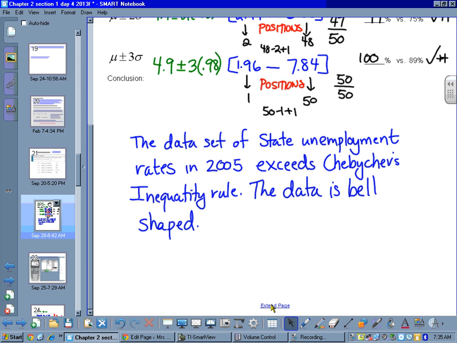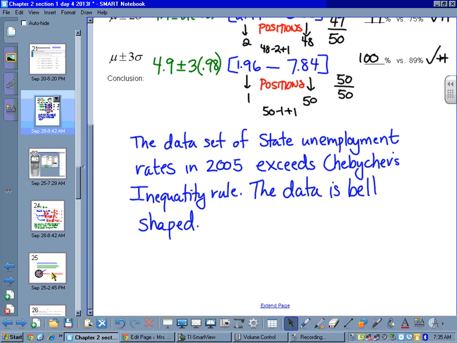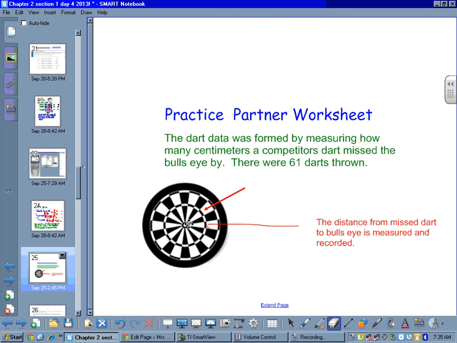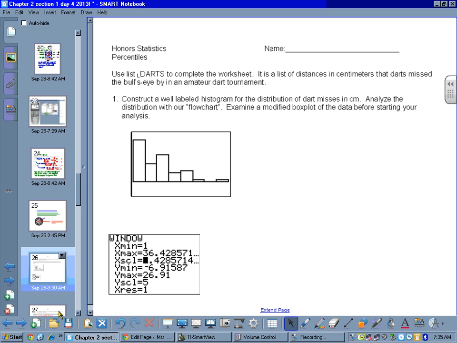Please continue and practice your next worksheet with the darts. For this worksheet, if your dart is this blue dart coming in here, measurements were taken as how far away you are from the bullseye, and those are the data pieces that you have in the list called darts. So please continue with a partner doing and examining the darts data, and you can then check your answers with the class slides.